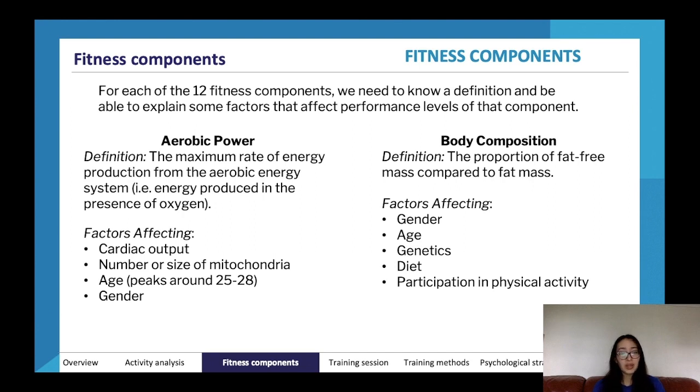You have to know this definition. You have to memorize this definition. I need you guys to shut your books, turn your laptop off later on and go, okay, I know. Aerobic power is the maximum rate of energy which can be produced in the presence of the aerobic system.